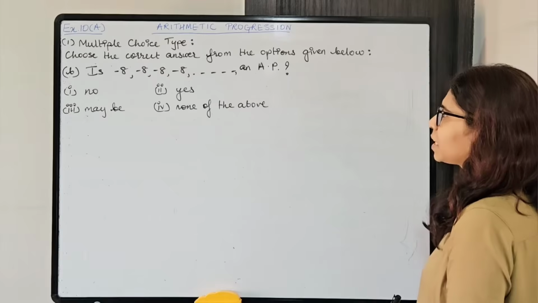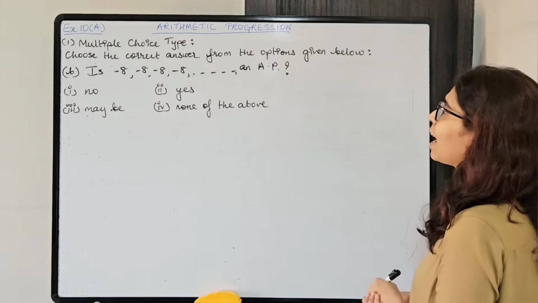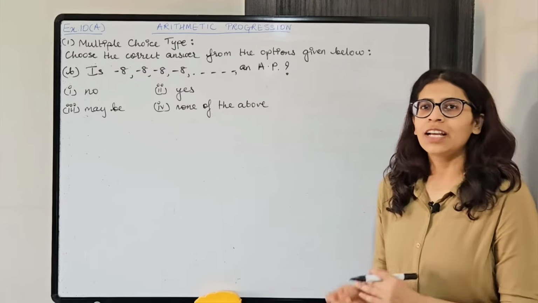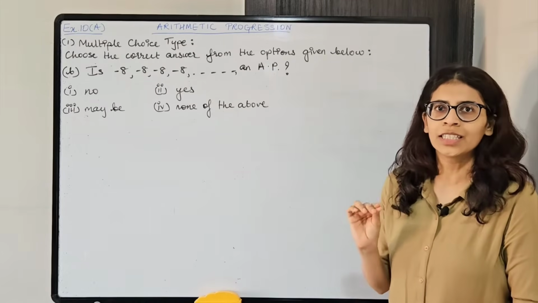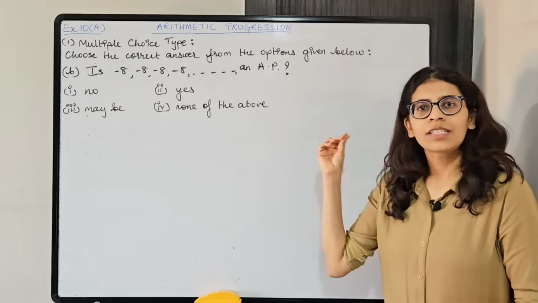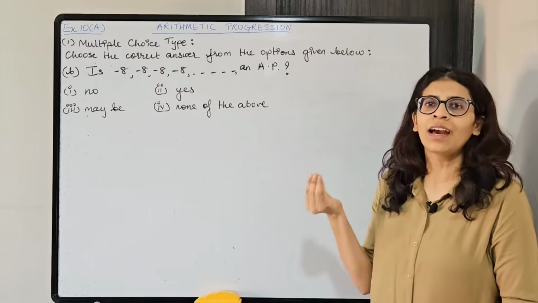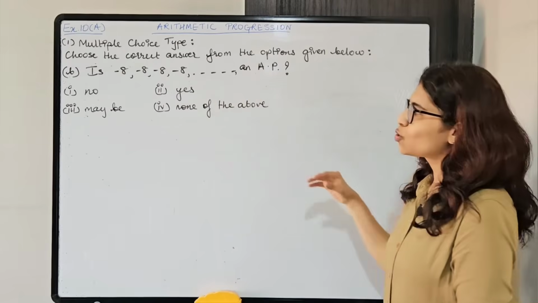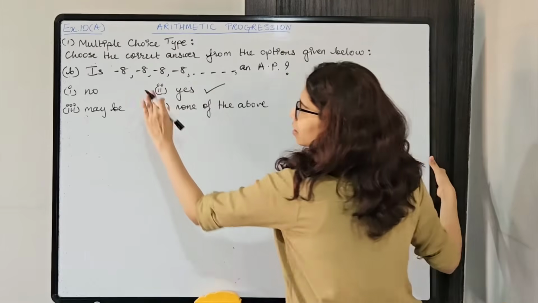Okay. B is minus 8, minus 8, minus 8, minus 8 and so on. Is it an AP? Yes, it is an AP. We had studied this part in the introduction. Right, in the introduction video we saw that if all terms are the same and they have the same sign, then yes, it is going to be an AP. You can check the common difference. All right. So correct answer is yes. You can just confirm it.